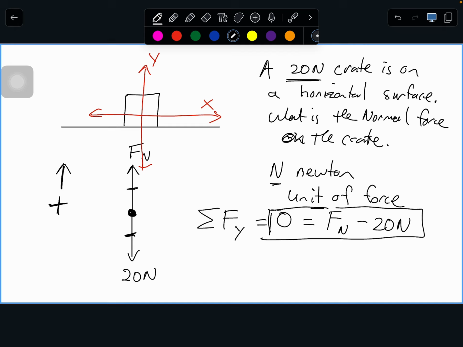Now if I look at this part of the equation right here, I could take that 20 newtons, add it to the other side. So I get 20 newtons equals the normal force. And that is how you lay out why the normal force is 20 newtons, step by step with the equation right there. So that's going to be your bare basic type question.